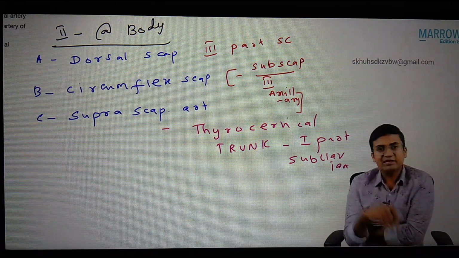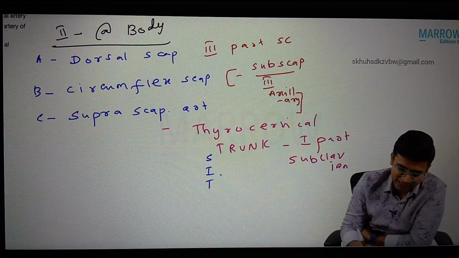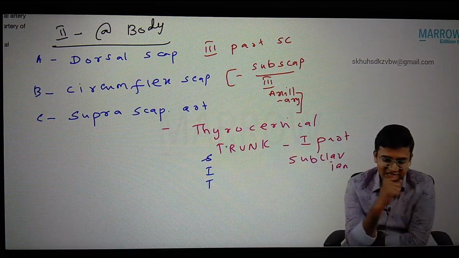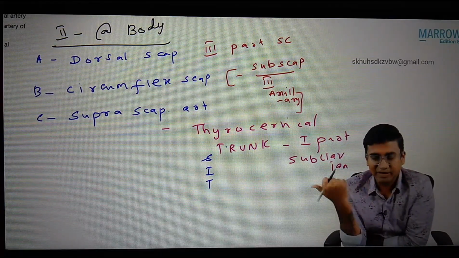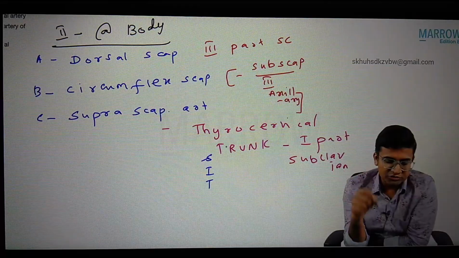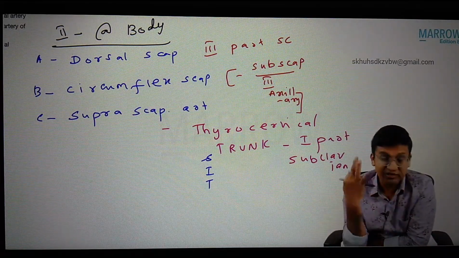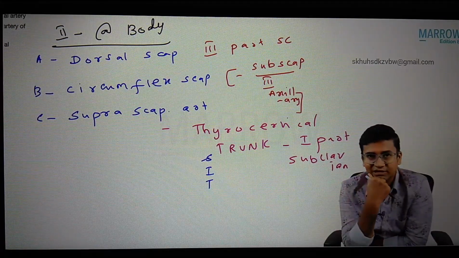Now the thyrocervical trunk gives 3 branches. I told you the mnemonic, SIT branch. S is our suprascapular artery, I is inferior thyroid, T is transverse cervical. So the suprascapular artery is a branch of the thyrocervical trunk, a branch of the first part of the subclavian. So these are the vessels involved in the anastomosis over the body of the scapula: 3 vessels, dorsal scapular, circumflex scapular, and suprascapular artery.